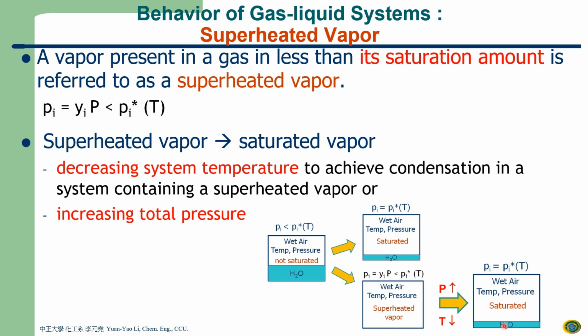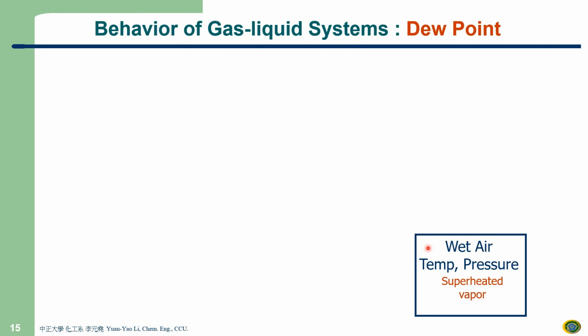that's what we call dew point. Dew point. The first drop of the water, or the first drop of the liquid appear in this system. At that time, we call it dew point. Dew point temperature or dew point pressure. Okay? So this is the behavior of a gas system, dew point.